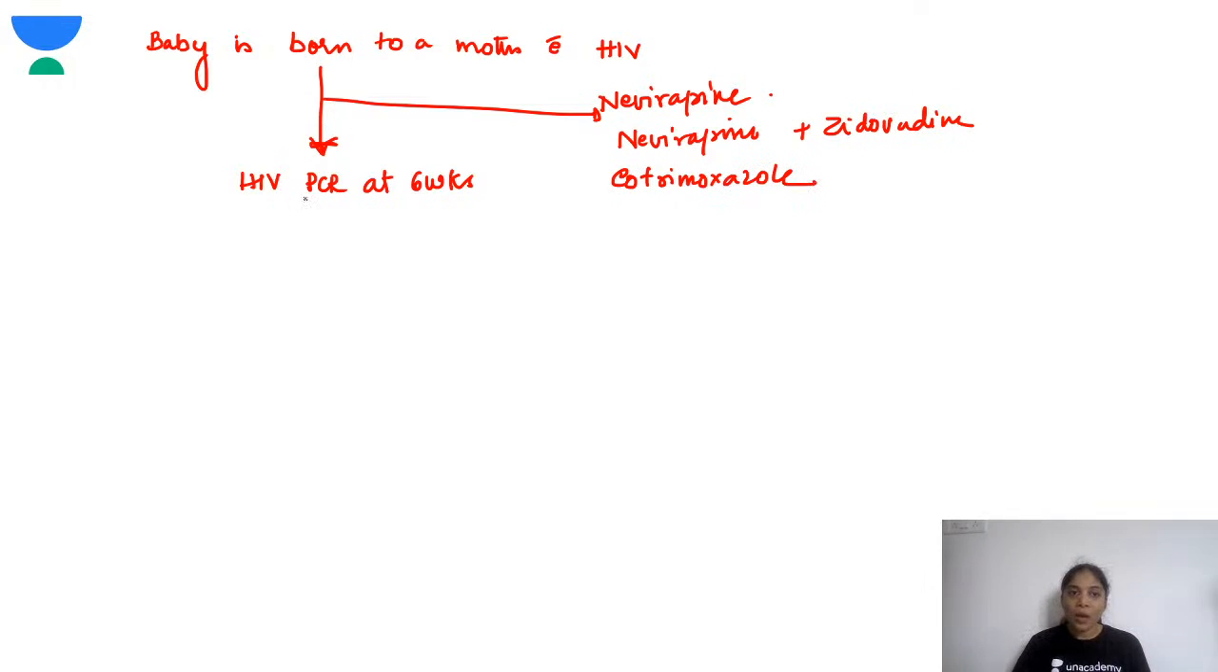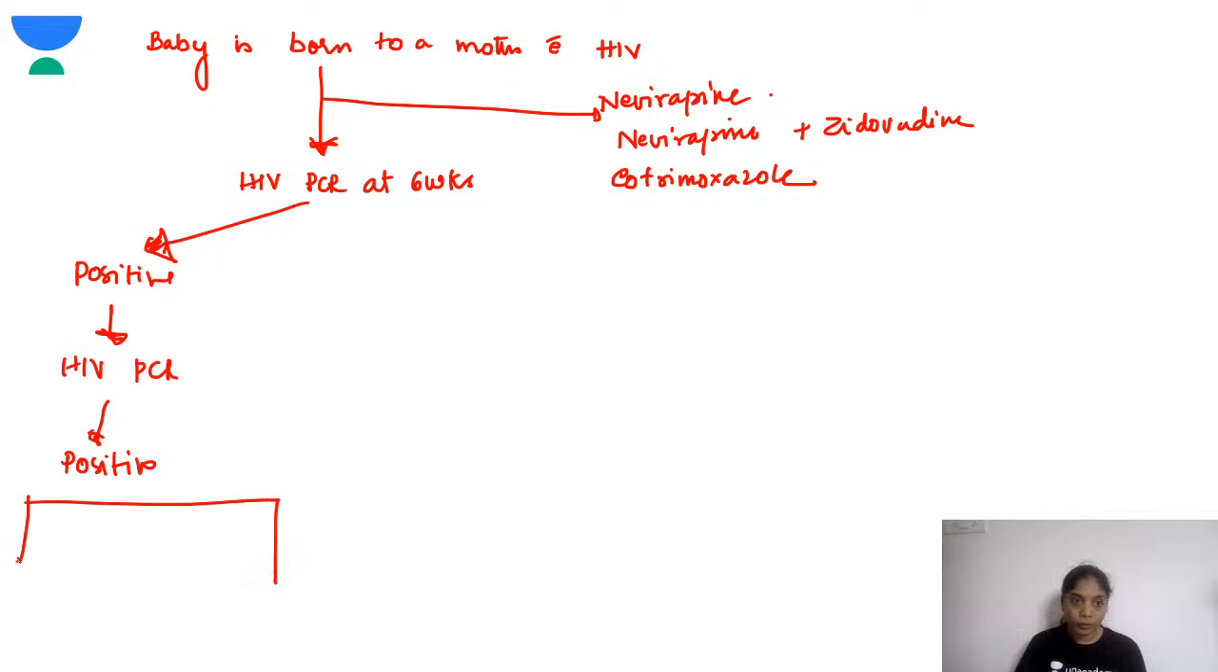Okay, so now the HIV PCR at 6 weeks which you have done has come positive, right? So when it comes positive, you again repeat with the whole blood sample. So HIV PCR is repeated. It again comes positive. So if it comes positive, you continue cotrimoxazole. Okay, start on antiretroviral therapy, continue breastfeeding.